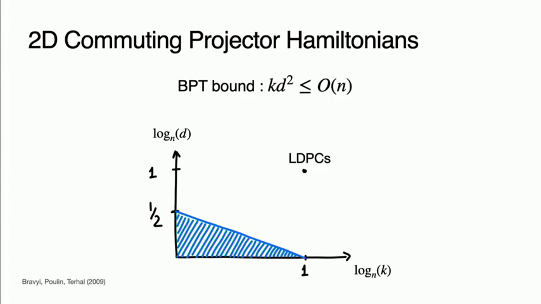A nice schematic representation of this bound is if you want to plot the logarithm of the logical qubits and the logarithm of the distance, the blue shaded region is like the only thing you can achieve, unfortunately. While if you abandon all geometric restrictions, then LDPC codes achieve this nice spot right there. So what we want to address, I guess, is what exists in this area. Are there 2D systems that could exist somewhere there?